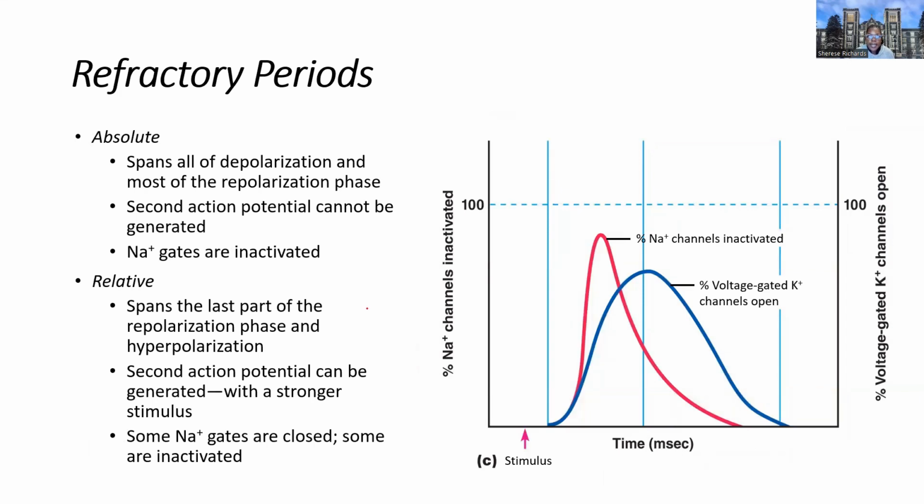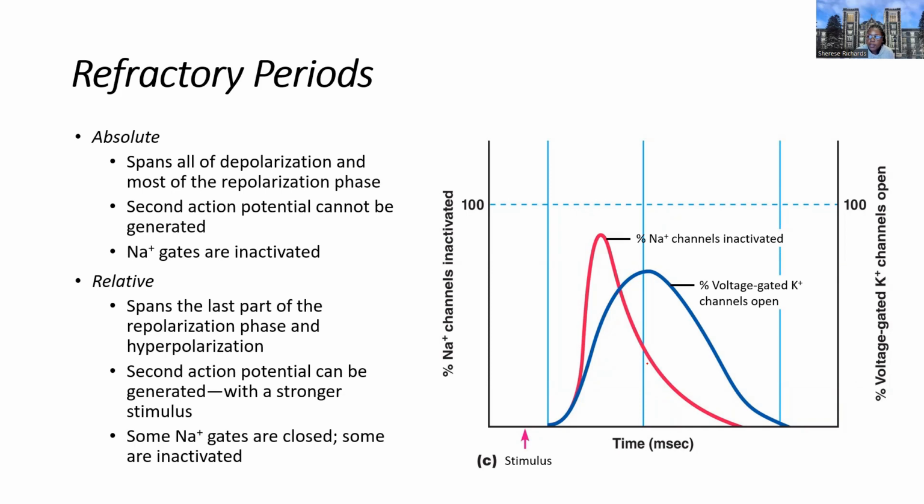So just to reiterate this again, the absolute refractory period spans all of depolarization and most of repolarization as well. This is where sodium gates are inactivated. Again, it's roughly that first millisecond or so. The relative refractory period spans the last part of repolarization, so the very end of repolarization, and all through hyperpolarization. And this is where a second action potential can be generated, but with a stronger stimulus.